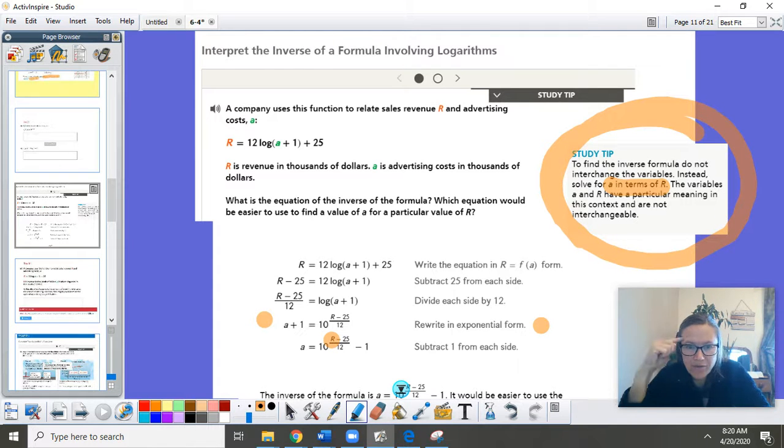And so we have to recognize that this is a common log, so the base is 10. And so we get rid of the 25 right away. We get rid of the 12 by subtracting first by 25 and then by dividing by 12. Once we do that, then we're left with our argument that's in this step: A plus 1 equals 10 raised to the (R minus 25) over 12 power. And in order to solve for A, we'll have to take away 1.